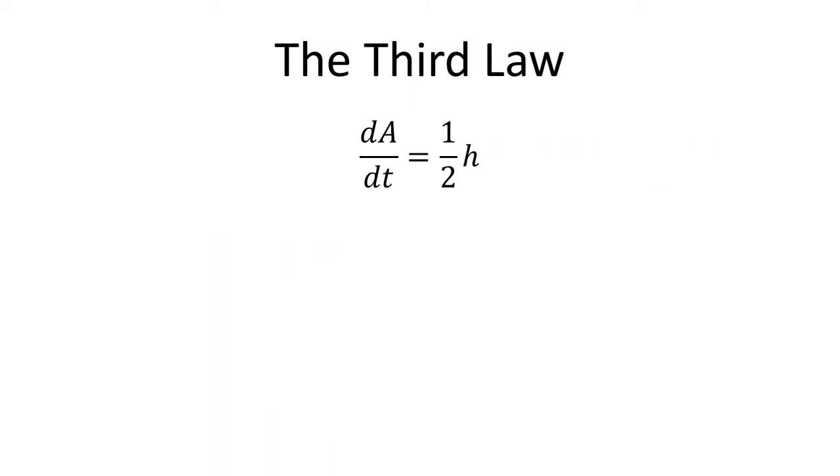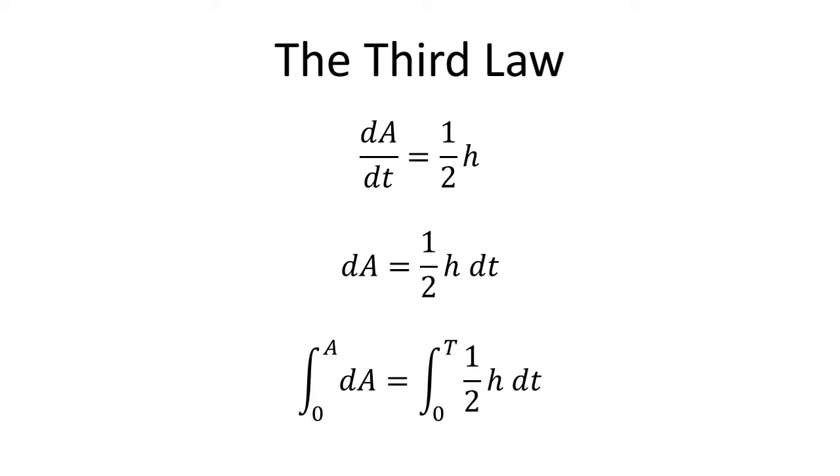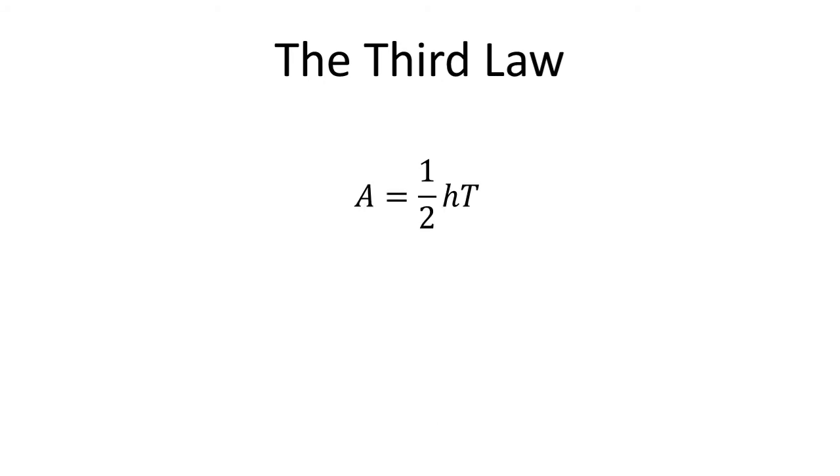Beginning with this expression from the second law proof and rearranging it, you can see that dA equals 1/2 h dt. If the left side is integrated from 0 to A, representing the area swept out in one revolution of the planet, and the right side is integrated from 0 to T, representing the time it takes to complete one revolution, the expression A equals 1/2 hT is obtained, which can be rearranged and expressed in terms of T.